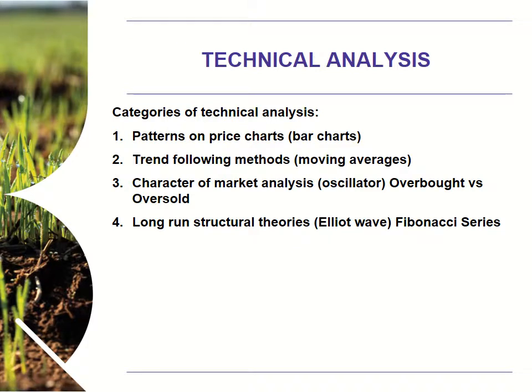Categories of technical analysis. We've divided it into four. First, patterns on price charts; we'll look at bar charts for that one. The second category is trend following methods; moving averages is an example. And we look at character of market analysis using oscillators, those overbought and oversold lines. We looked at the relative strength index. And there are long structural theories, the waves, which take years to build.